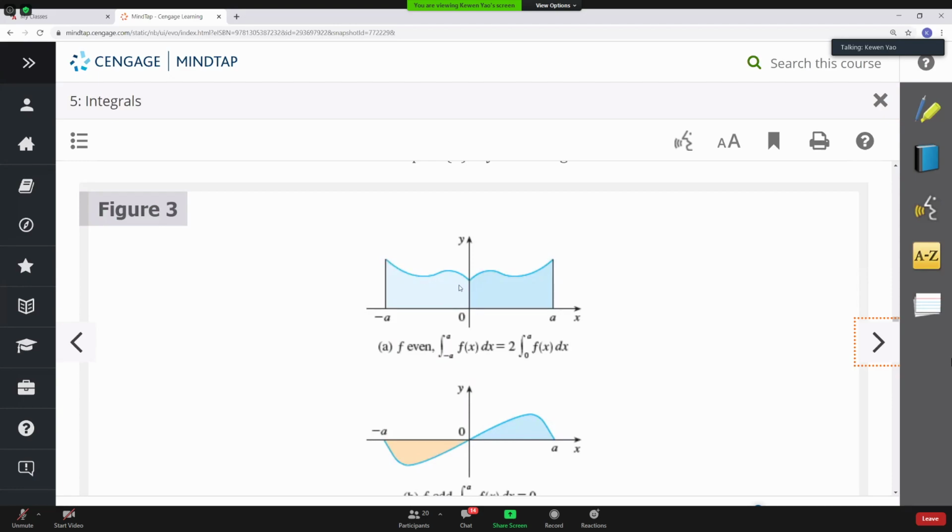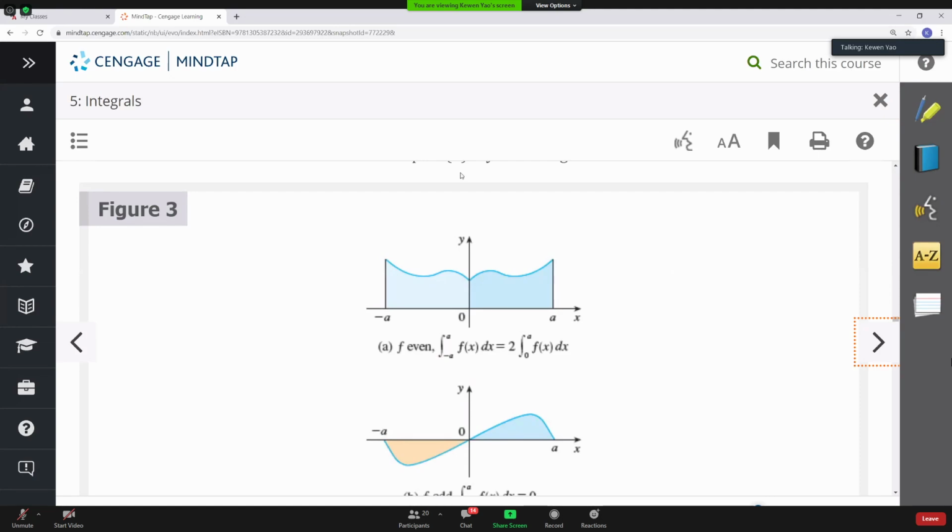So this curve is an even function, okay? Because you can use the y-axis as a mirror, the left side and right side are mirror images of each other. So this is called an even function. So for this function, it's even, right?